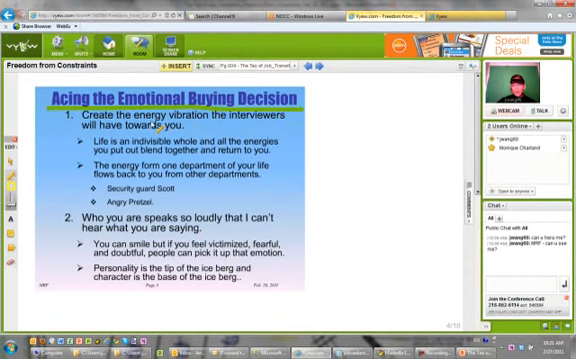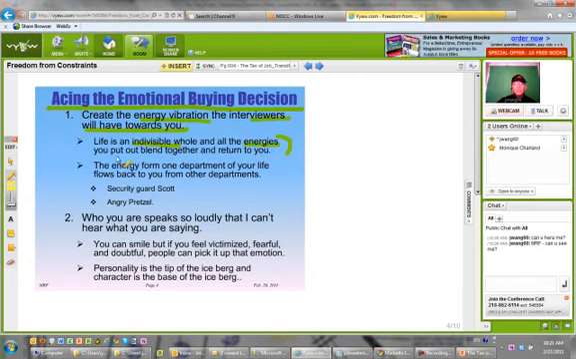This is somewhat of a recap from the Tao of job transition workshop itself. Create the energy vibration that the interviewers will have towards you. Life is an indivisible whole, and all the energies that you put out blend together and return to you. So we can just forget about work, home, job search, volunteer work. It all blends together. It's just one thing called life.